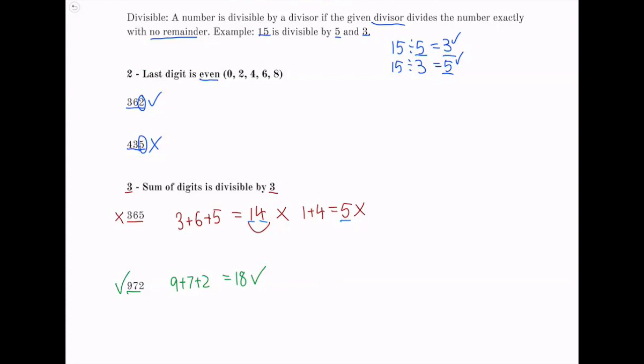Or we could have gone further. Maybe it was something larger than 18, so maybe it'll be easier to add the digits again. So we can add the digits again to get that 9 is divisible by 3. So are there any questions on this for 3?